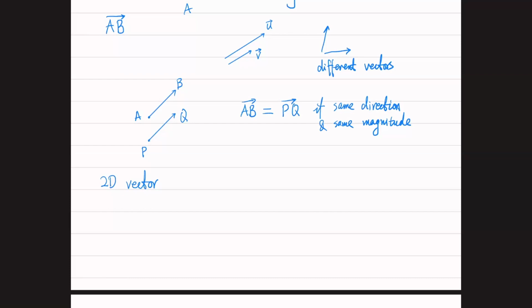So if we have two points, we can find their coordinates. Vector.